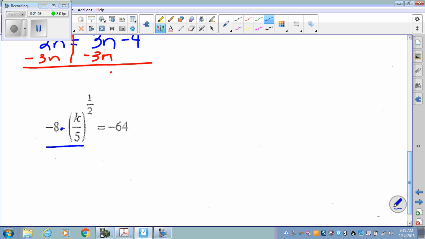It looks like maybe I would add 8, but since it's -8 times that, I'm going to divide by -8. All right, because these are inverses, times and dividing. So now I have to do the same thing over here. Divide both sides by -8. And then what's left here is this k over 5.